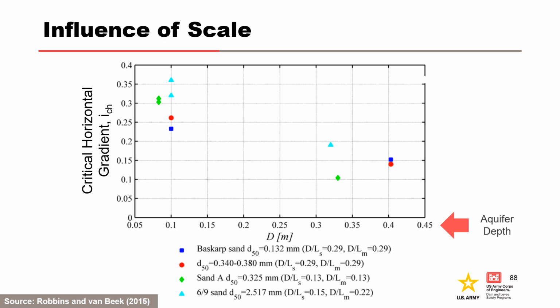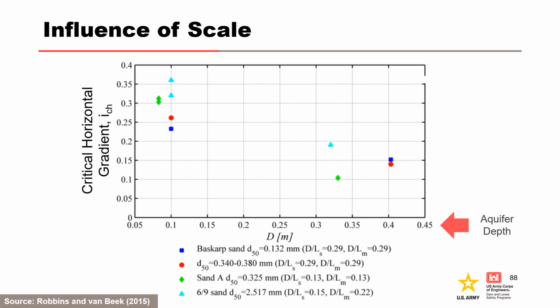Backward erosion piping is highly influenced by scale, primarily aquifer depth. This is one of the reasons why results of laboratory experiments are not directly applicable to practice. Scale effects are considered in the Schmertmann and Sellmeijer models.